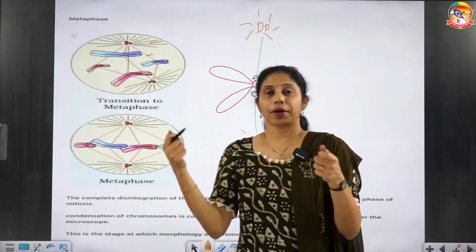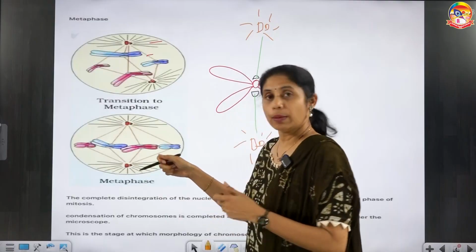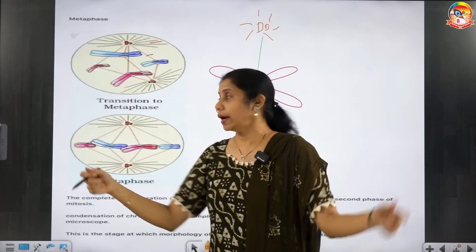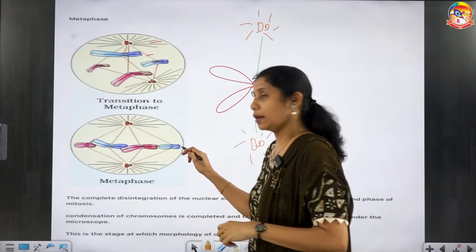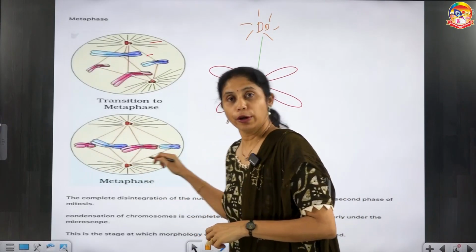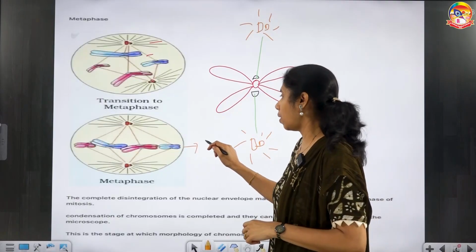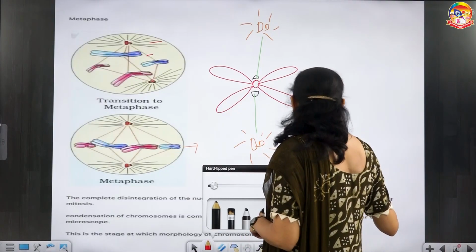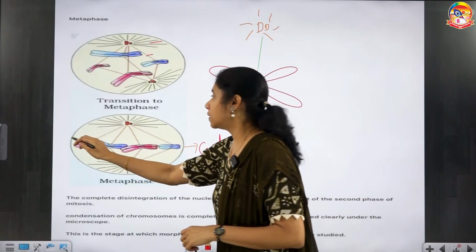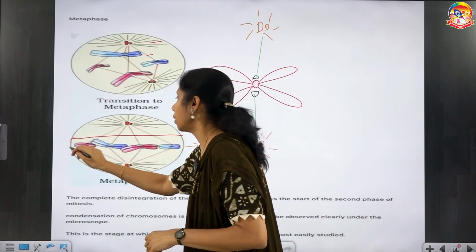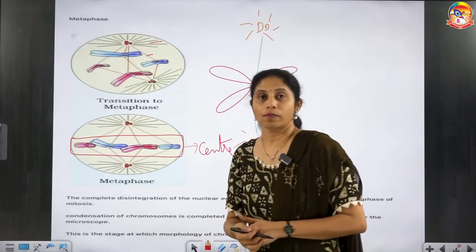Because of the contraction and relaxation of the spindle fibers from both the ends, this side and this side, all the chromosomes will be aligned in the center or equator of this cell. This plane of alignment of chromosomes in the equator or center of the cell is called the metaphase plate. So now you can see this is the metaphase plate. One metaphase plate is formed here.